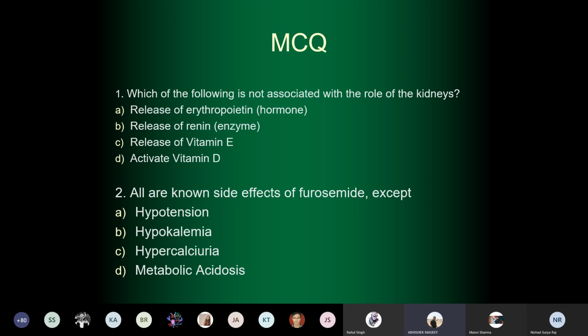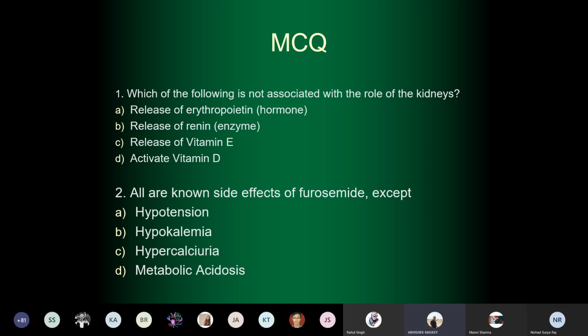Somebody was answering D. Actually, furosemide causes metabolic alkalosis, okay, not metabolic acidosis. In a subsequent lecture, I will tell you how it causes metabolic alkalosis. But furosemide, and you should know the nephrons. If you know the parts of the nephrons, there are different kinds of diuretics.